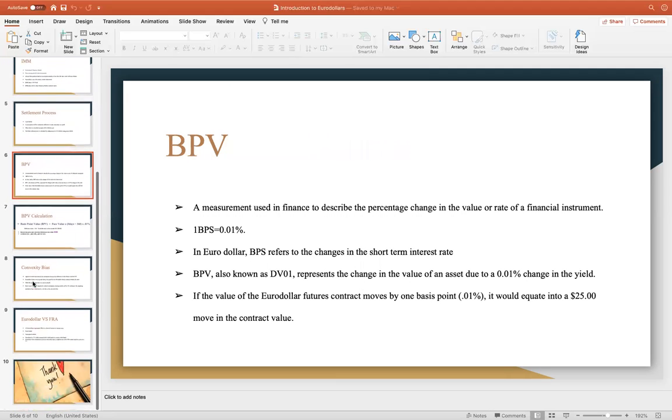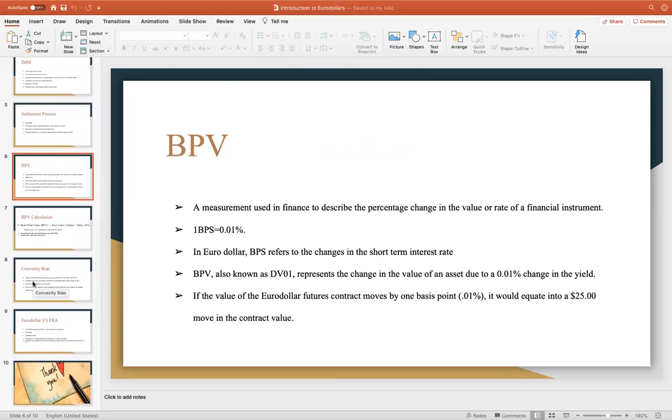The next one is an important topic, which is BPV. BPV means basis point value. A basis point is a measurement used in finance to describe the percentage change in the value or rate of a financial instrument. And we all know that 1 basis point is 0.01 percent. In Eurodollar, basis point refers to changes in the short-term interest rate. Basis point value, also known as DV01, represents the change in the value of an asset due to a 0.01% change in the yield.